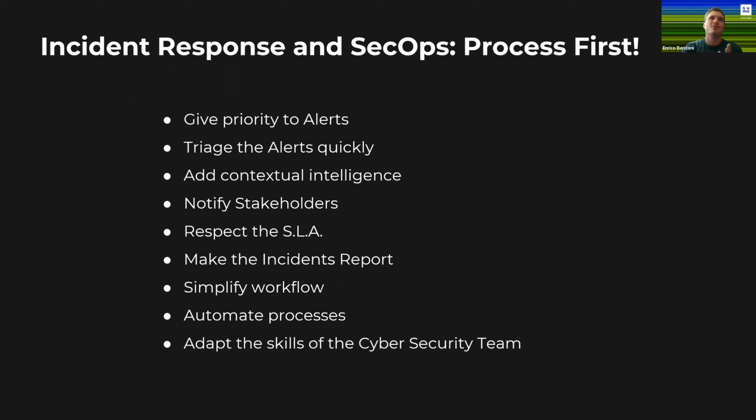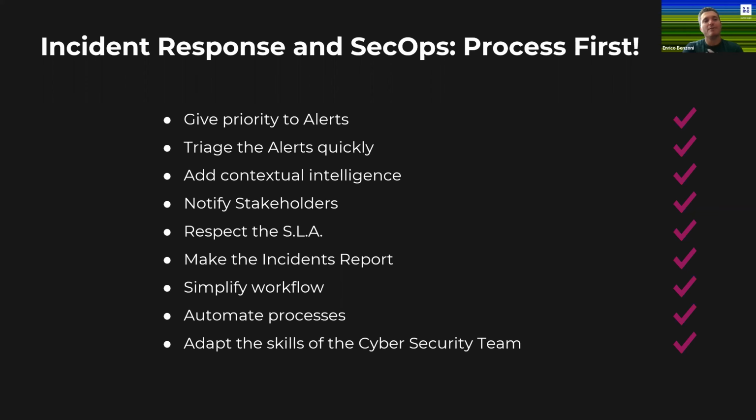So when we talk about incident response and SecOps, process first. You have to give priority to alerts. You have to triage the alerts quickly. You have to add contextual intelligence, notify the stakeholders at the right moment, activate other processes at the right moment, and make incident reports quickly. And with the SOAR, you can do that. You can simplify the workflow, creating playbooks for every type of response plan. And you can use the automation for skipping time-consuming tasks. That is some of the capability.